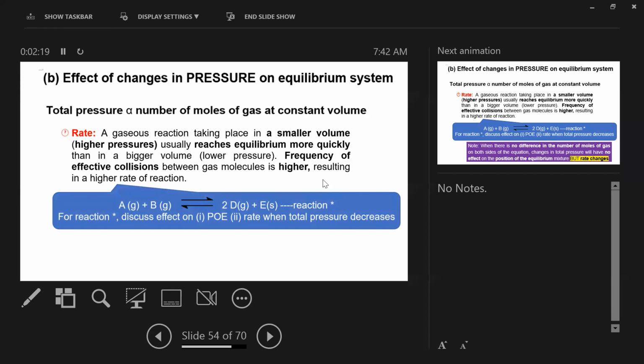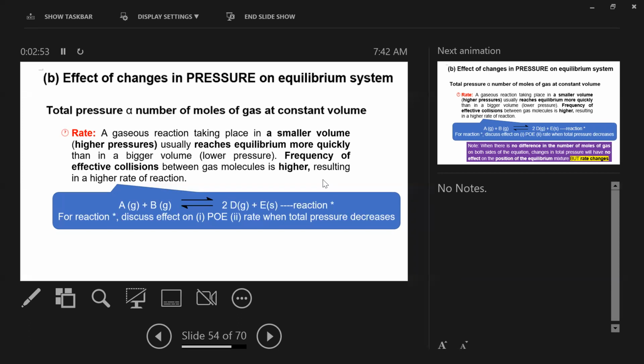So some of you, when you submit your tutorial, you are very careless because you did not double check on the state symbols. When the equation is given to you, especially when there's state symbols, and we are discussing the effect of volume change, we need to see that these are two gaseous particles on the reactant side. Again, only two gaseous particles on the product side, ignoring the solid state or even the aqueous state, because solid and aqueous are not affected by pressure.